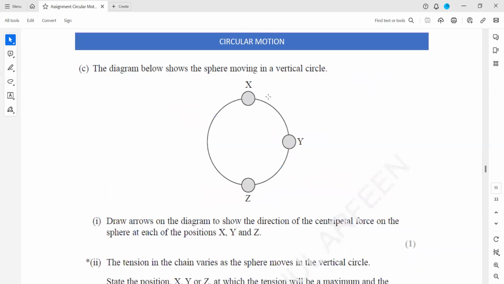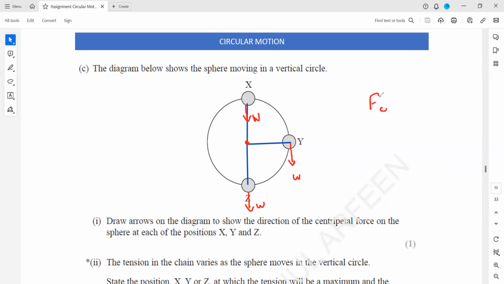Okay. Now in the next one, the diagram shows a sphere moving in a vertical circle. So look, in a vertical circle, when we work it out, this is the center. The weight is acting downward because it's a vertical circle.